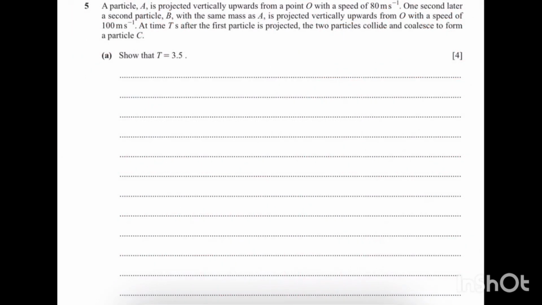Question number 5, we have a particle A projected vertically upwards from a point O with a speed of 80 meters per second. 1 second later, a second particle P with the same mass as A is projected vertically upwards from O with a speed of 100 meters per second. At time t seconds after the first particle is projected, the two particles collide and coalesce to form a particle C. Part A, show that t is equal to 3.5. So t is the time when both of the particles collide.